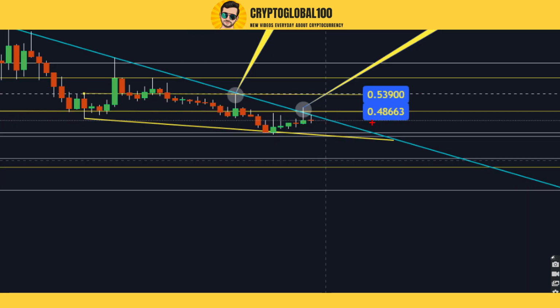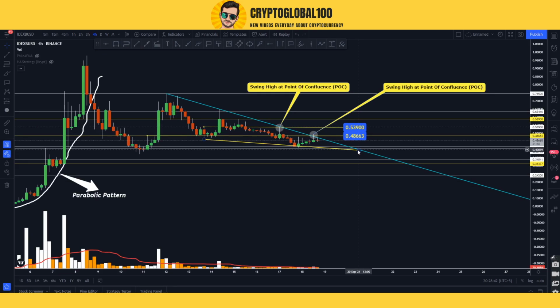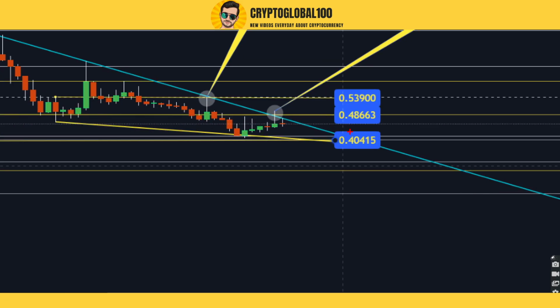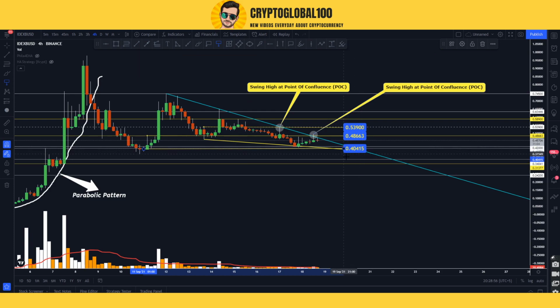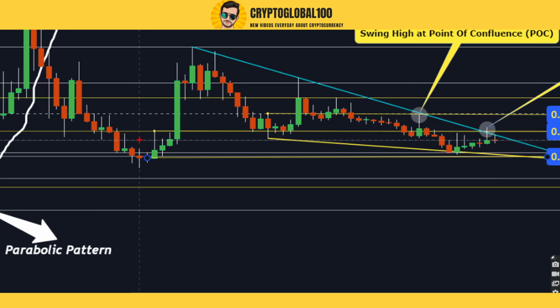we might see another level being tested at this area, and then we might break out from this area, either in the downside or upside direction. So the key level of support would be this area. I'm going to mark it here: 0.40415 or the area around here would be the perfect support, because in the past we have tested this level.